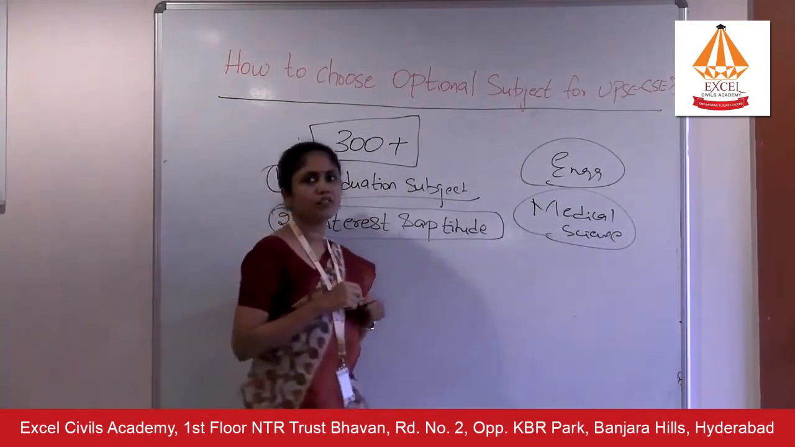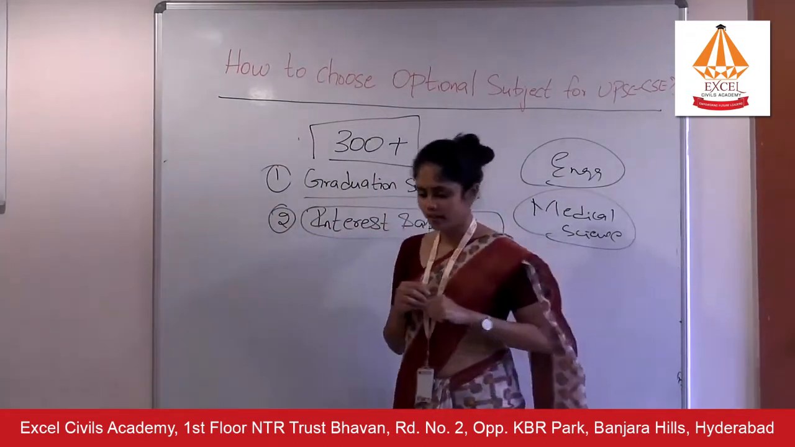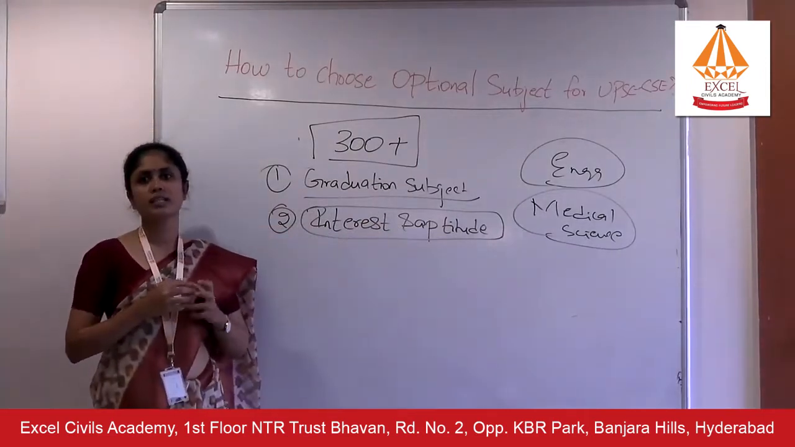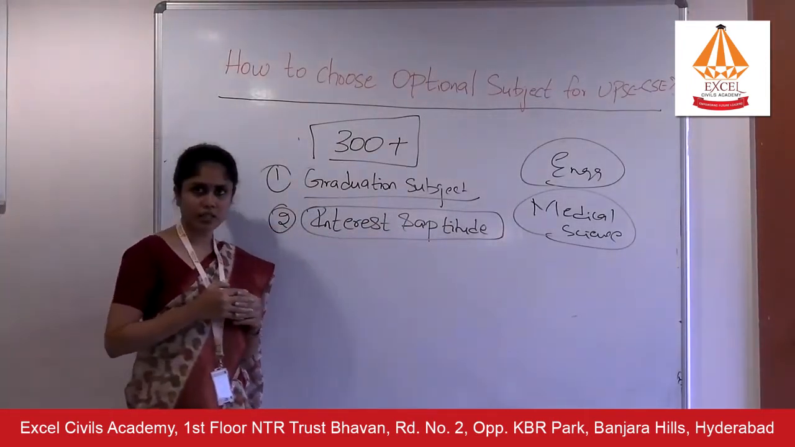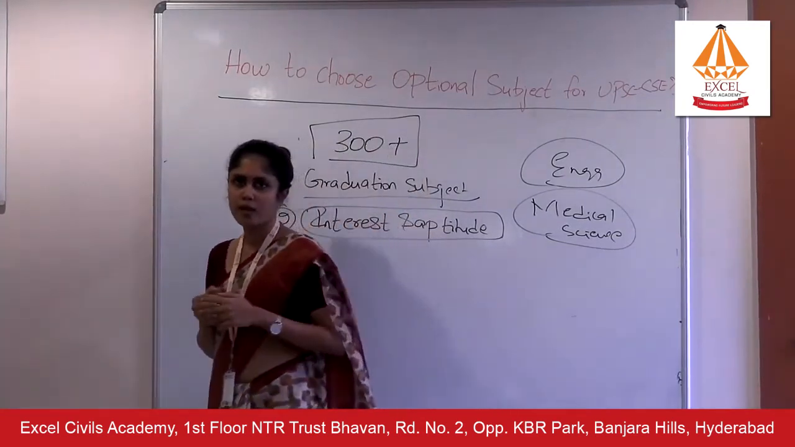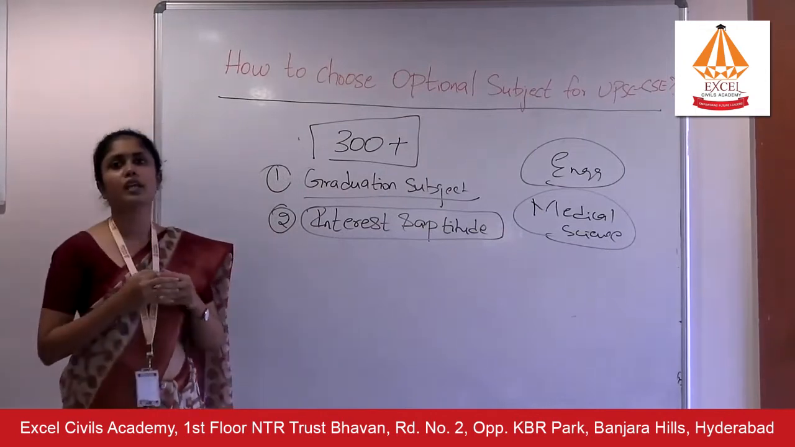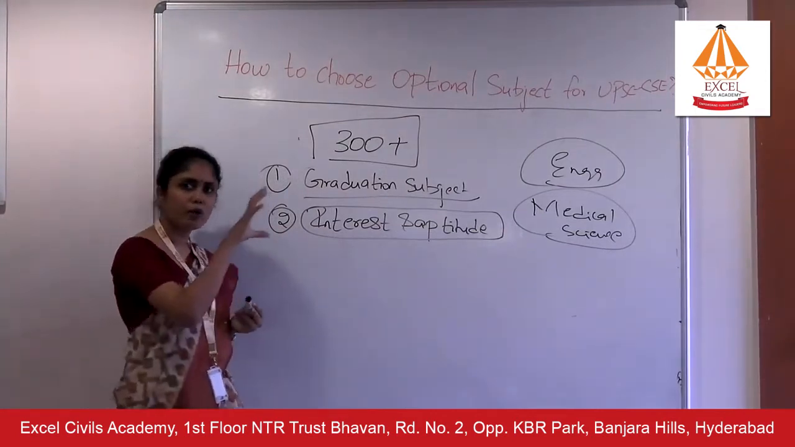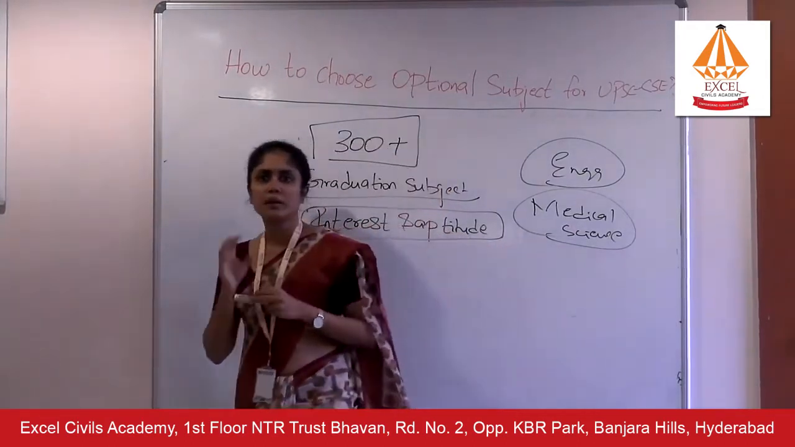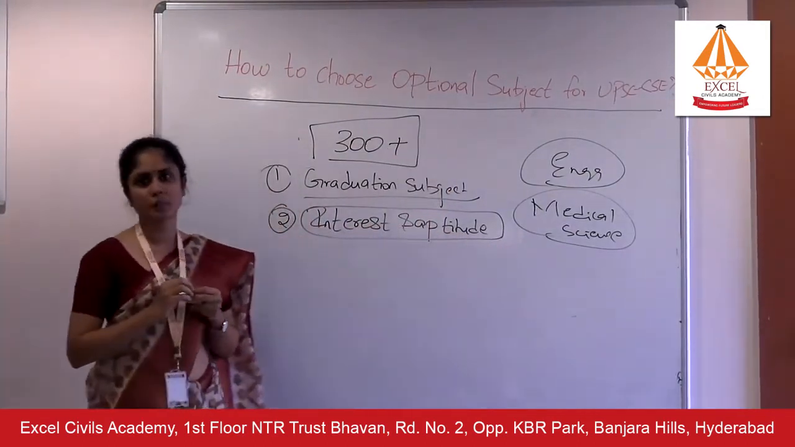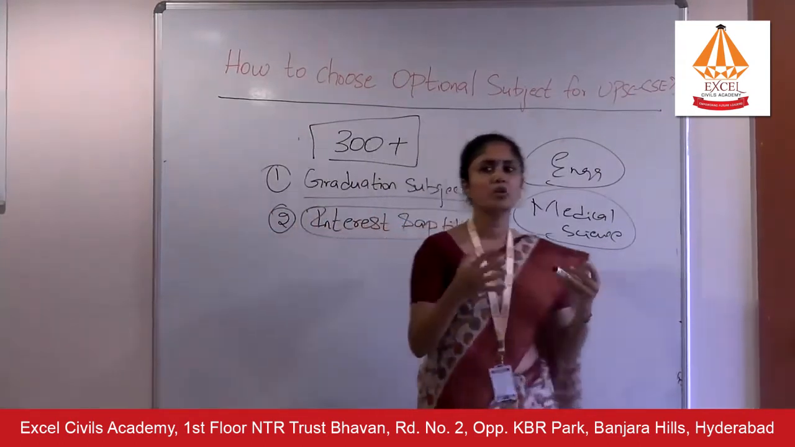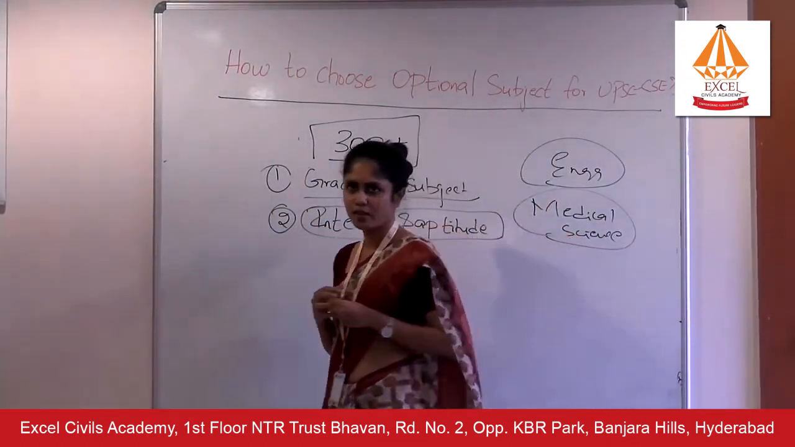Now, what do I mean by interest and aptitude? I will give you an example. Some students may find it very difficult to memorize a lot of factual information. Some students may find it very difficult to reproduce a diagram. As soon as they look at a diagram, they might find it very difficult to reproduce it on paper, right? So each one of us has different aptitude towards different subjects.